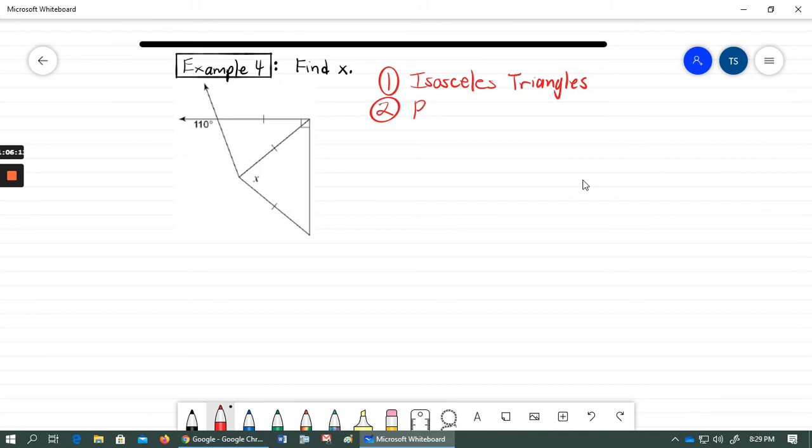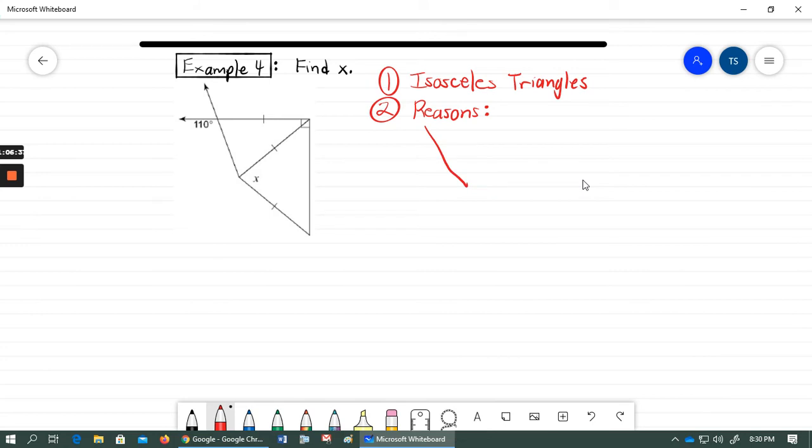Then we can start listing out the reasons behind how we're finding certain things, how we're figuring out and finding more information. What are our reasons behind all of that? First things first.